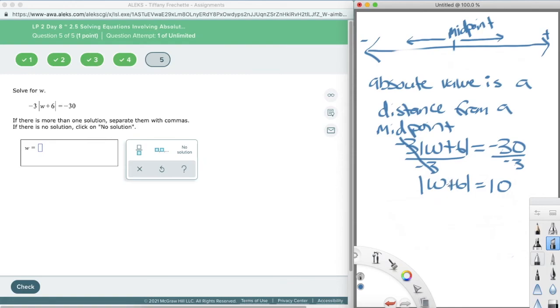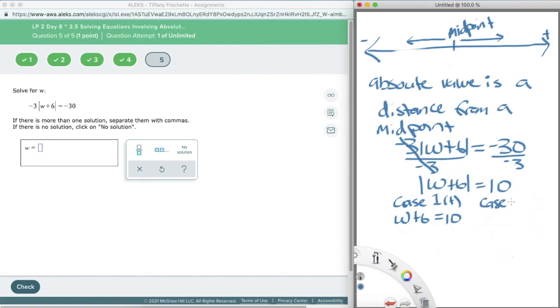So now I can set up case 1, which is my positive. So my midpoint is W plus 6, and I'm going to move to the right 10 units. Case number 2, which is my negative movement or my left movement, here's my midpoint, and I'm going to move negative 10, or to the left 10. All right, so now I have to just solve these guys. So I'm adding 6. I'm going to subtract 6 from both sides. So I get W equals, those guys cancel, 4.